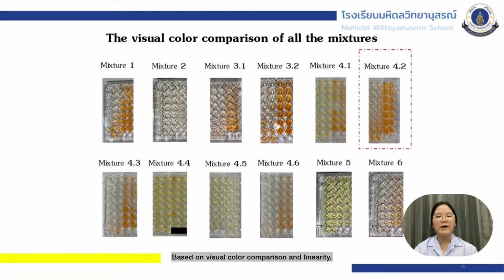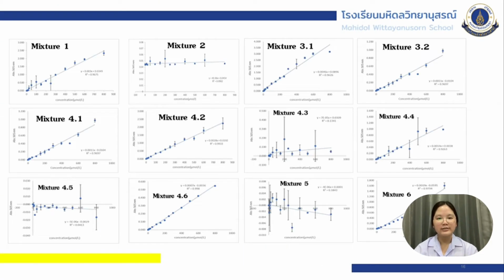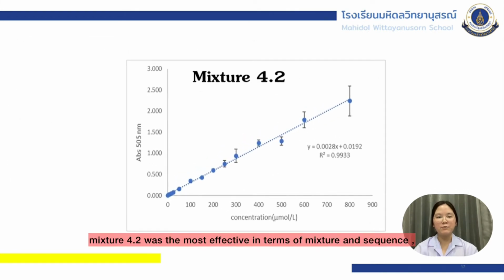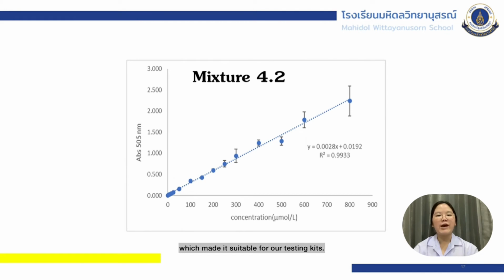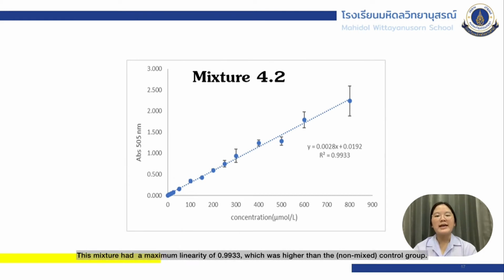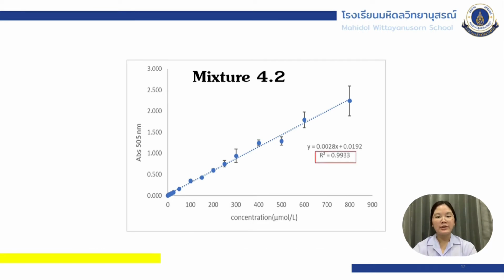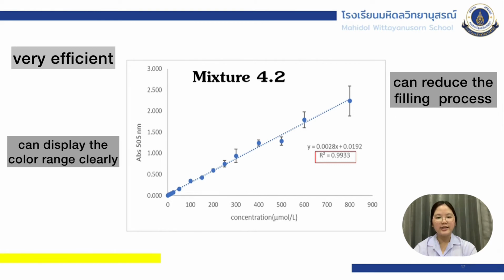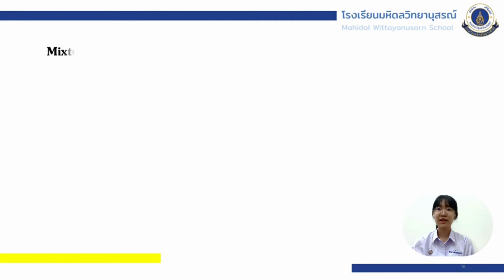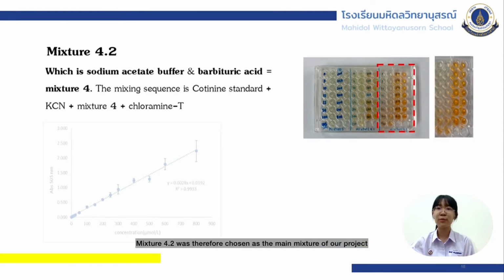Based on visual comparison and linearity, it was discovered that mixture 4.2 was the most effective in terms of mixture and sequence, which makes it suitable for our test kits. This mixture has a maximum linearity of 0.9933, which was higher than the non-mixed control group. This shows that mixture 4.2 is very efficient, can reduce the filling process, can display the color range clearly, and still has the highest linearity. Mixture 4.2 was therefore chosen as the main mixture of our project.